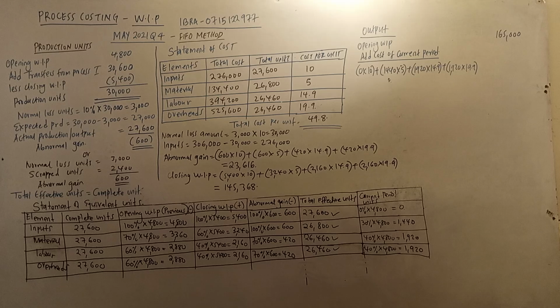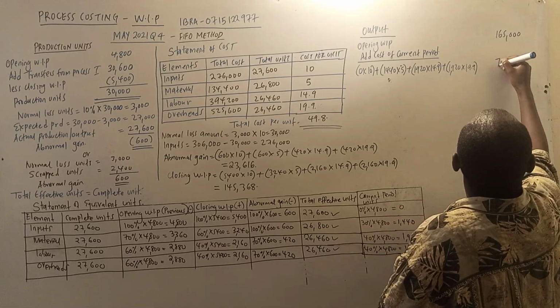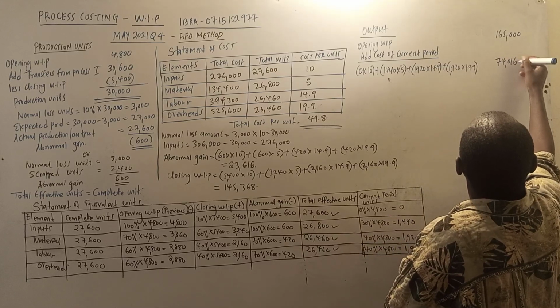So itakuwa ngapi? So 0 times 10 plus 1440 times 5 plus 1920 times 14.9, then 1920 times 19.9. So mimi napata 74016.